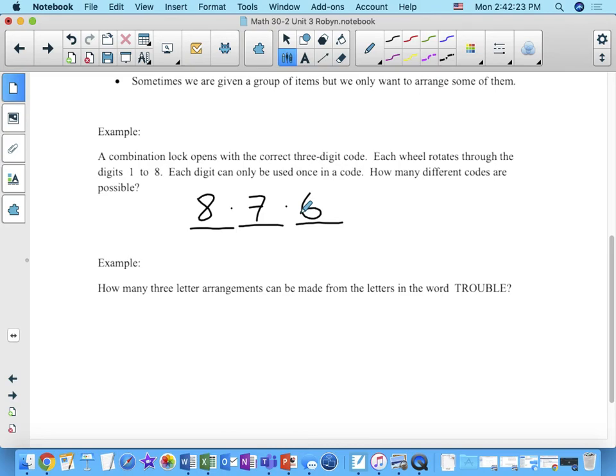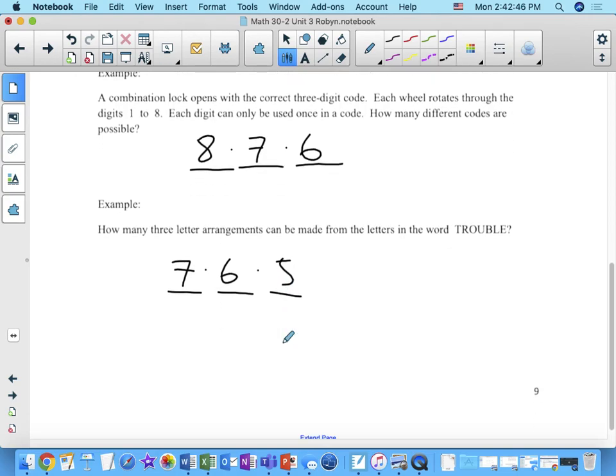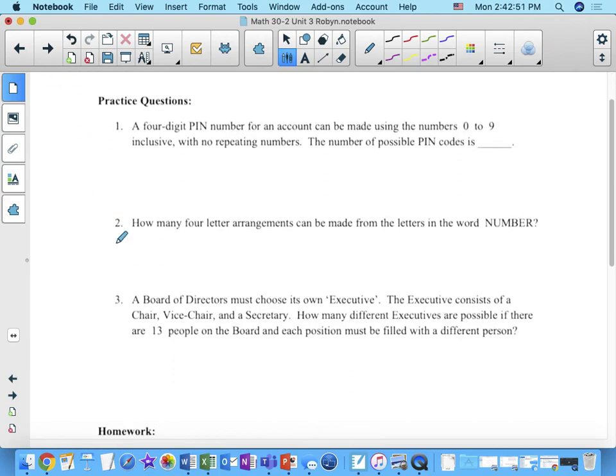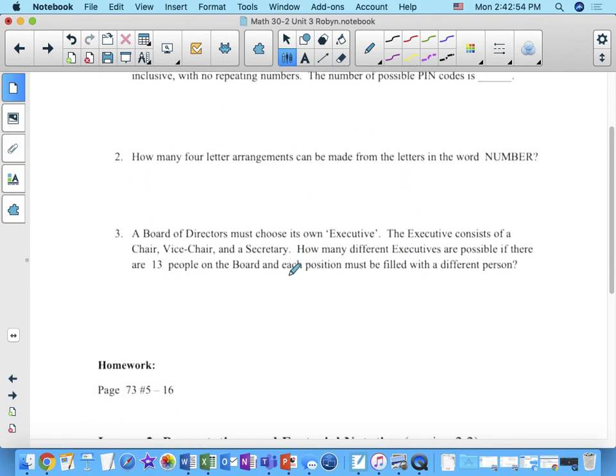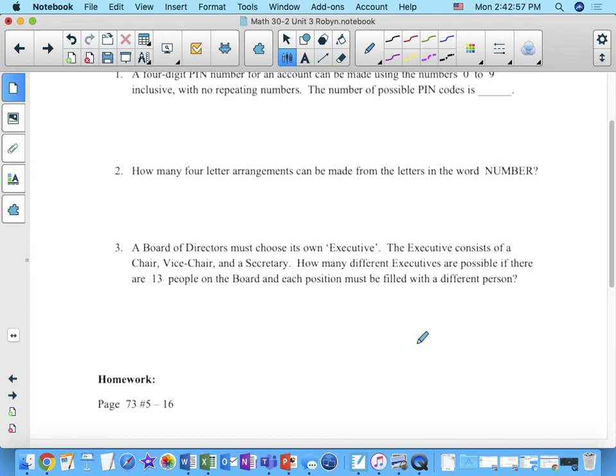How many 3-letter arrangements can be made from the letters in the word trouble? Same sort of idea. How many letters? 1, 2, 3, 4, 5, 6, 7. We've got 7 letters, so this is going to be 7 times 6 times 5. Okay? All right, we're good with that? Okay. All right, so you guys spend like 5 minutes trying these ones. And then we're going to add an extra layer in here, as per usual.